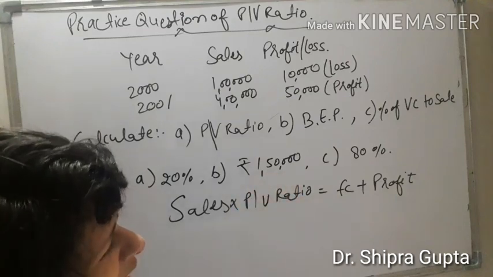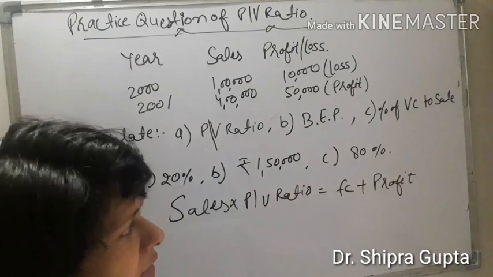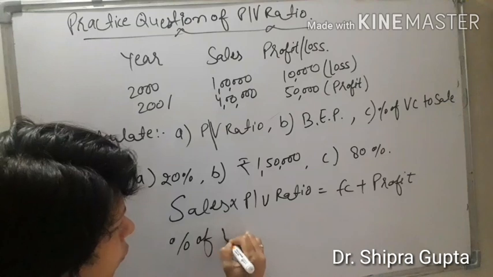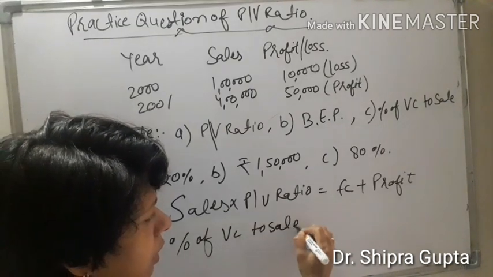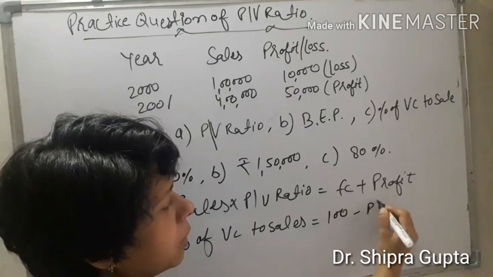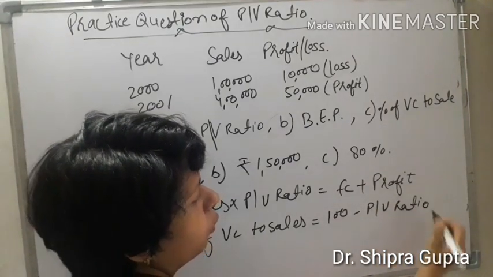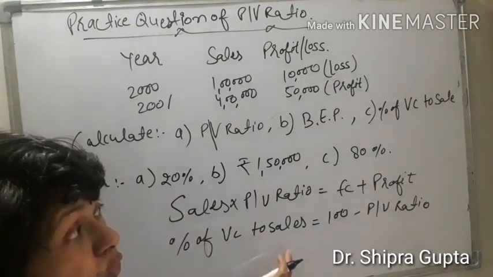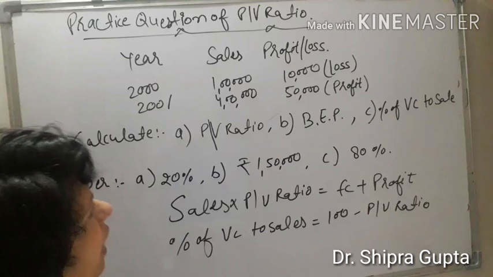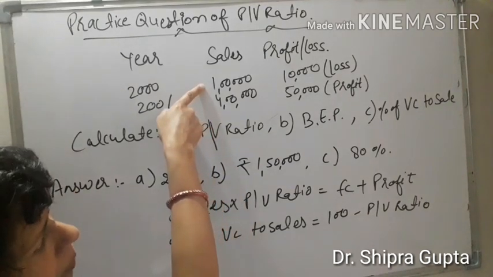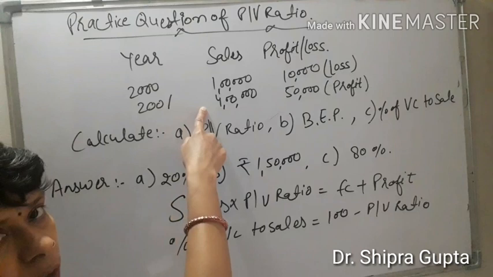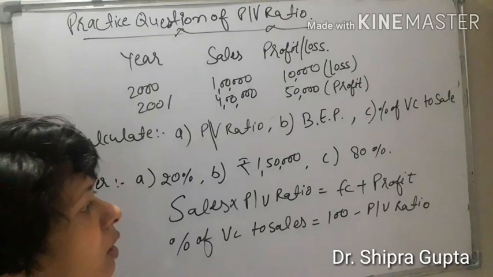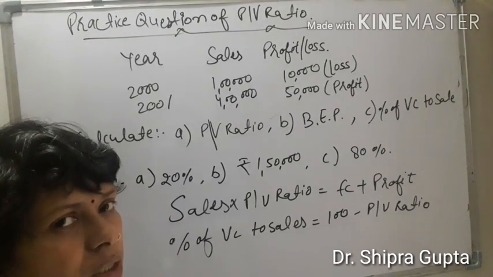And third point, you will calculate percentage of variable cost to sales, and its formula is percentage of variable cost to sales equal to 100 minus PV ratio. Then it will come in percentage form. 100 minus PV ratio means 20%. It means 80% of sales. And if you want to calculate in terms of rupees, then you will calculate for the first year 80% of 1 lakh and 80% of 4 lakh rupees in the second year, because variable cost varies in both years. Then you will calculate in terms of rupees.